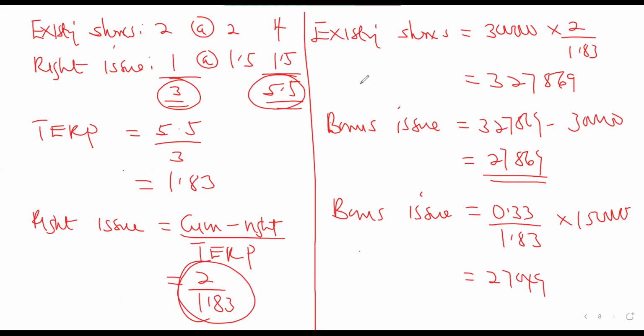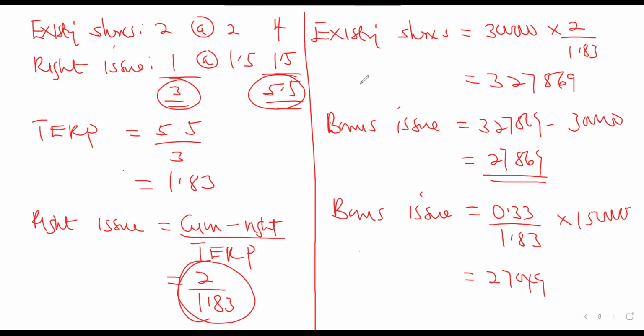Sir, please, I'm confused with the existing shares. Why did you use the 300 with the cum right and the theoretical right price? I was asking whether you wanted to find the existing shares after the right issue, or we are looking for the bonus element in the right issue.